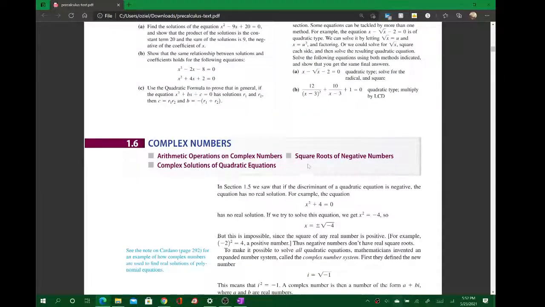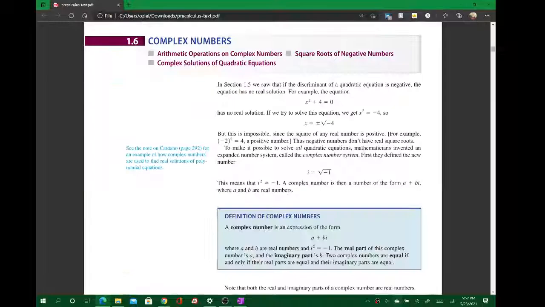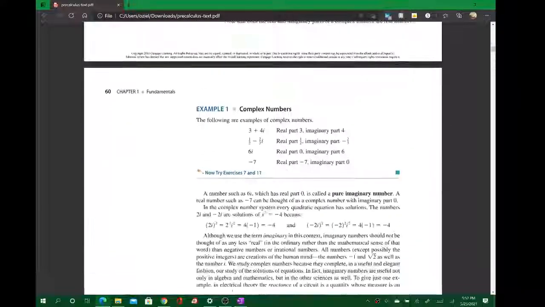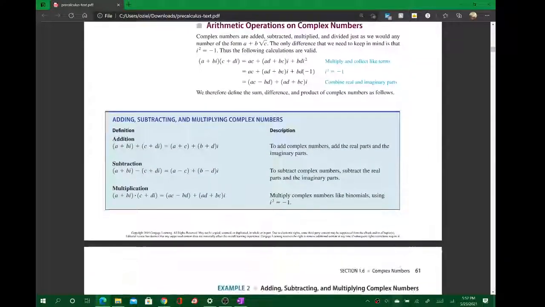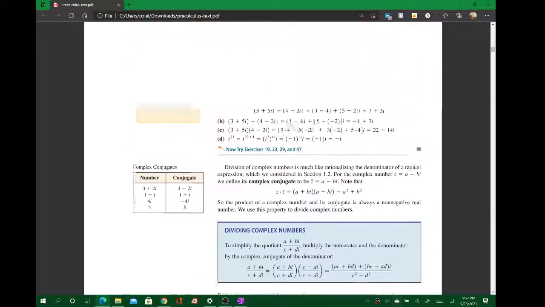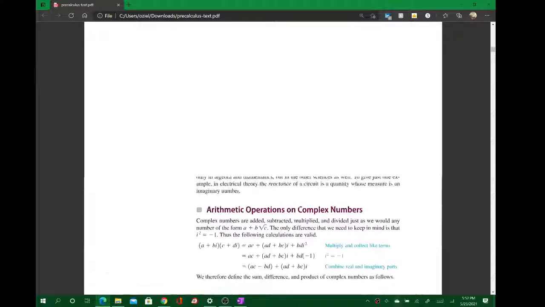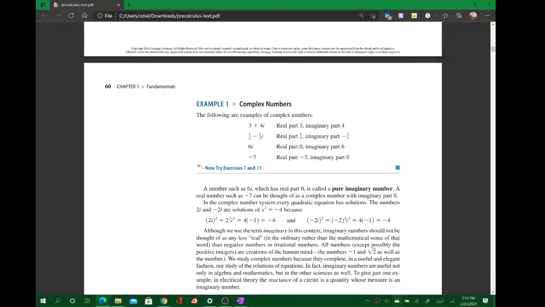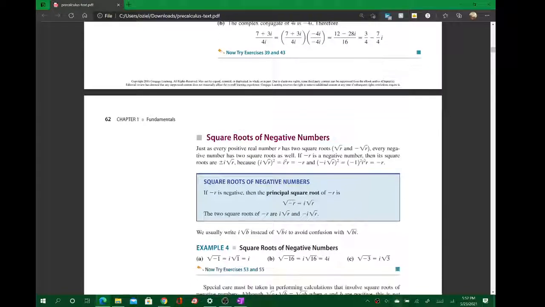So in the next section, we are going to do arithmetic operations on complex numbers. We're going to review this very quickly. And then from there, basically the next section is just complex numbers, a bunch of complex numbers. And then that's the next section.